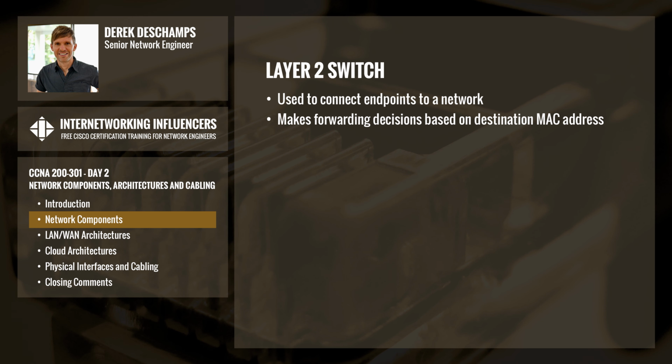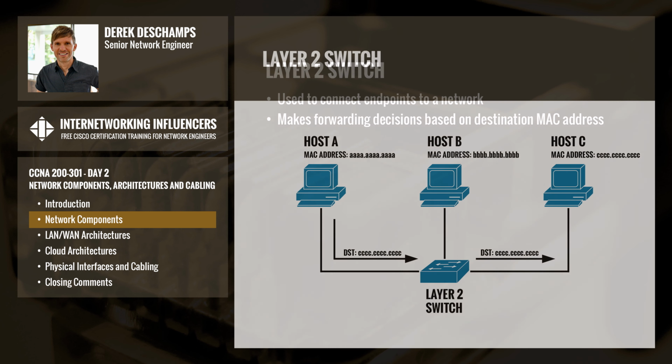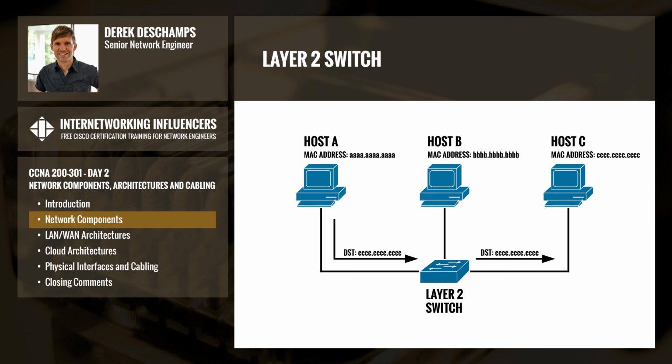A Layer 2 switch is used to connect endpoints to a network. A Layer 2 switch makes forwarding decisions based on destination MAC address. For example, with this network, a Layer 2 switch has been used to connect 3 endpoints to the network. Now, if host A attempts to send data to host C, the Layer 2 switch will forward the data to the correct host based on the destination MAC address.